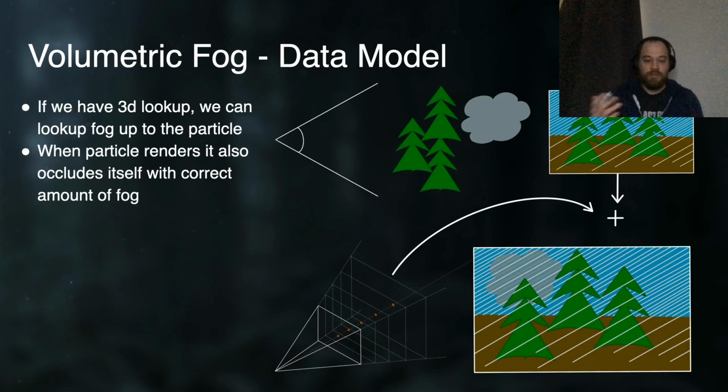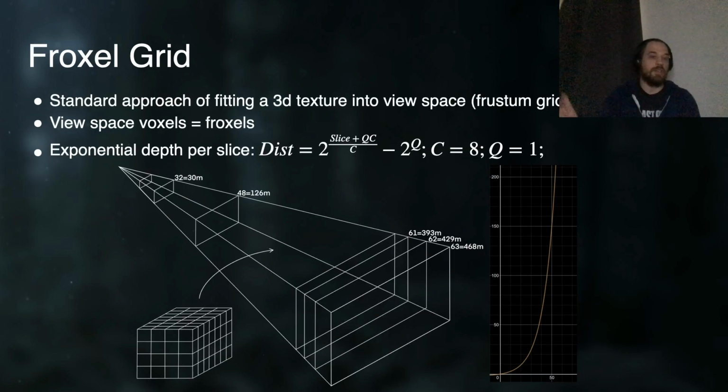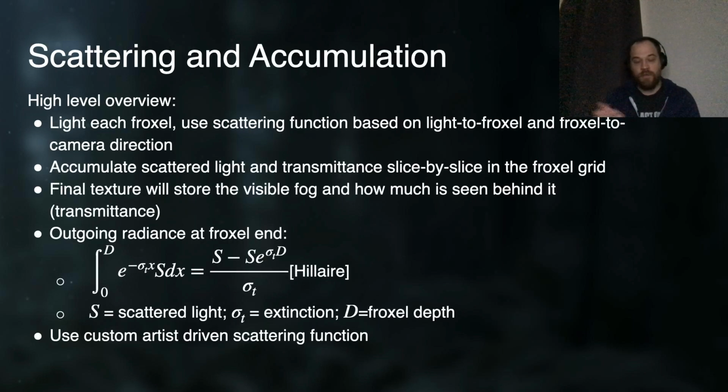So we had to move on to the 3D grid, a volumetric grid, like others have already done, and that gives us ability to look up a 3D information that we then can apply it on top of a particle whenever it renders on top of fog. We use a standard approach of fitting a 3D texture into a frustum grid with a exponential depth function. View space voxel is a Froxel, terminology-wise.